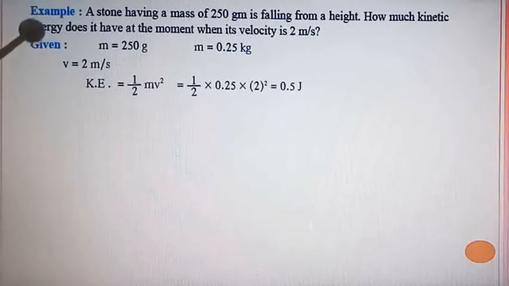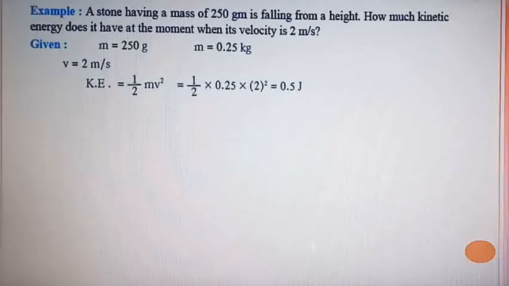Always and always I tell you, whenever you are solving any numerical example, the first thing you have to keep in mind is the units. Whether all the units are in one system. One unit is in grams, one is in kilograms, one is meter per second, another is centimeter. That won't do. You have to compulsorily convert the units into one system.